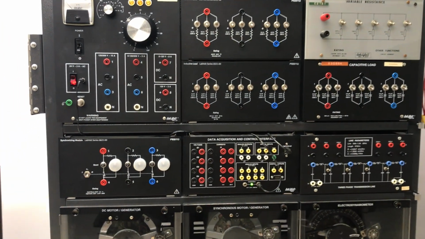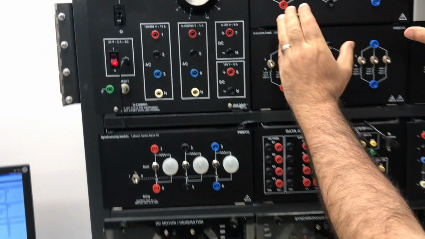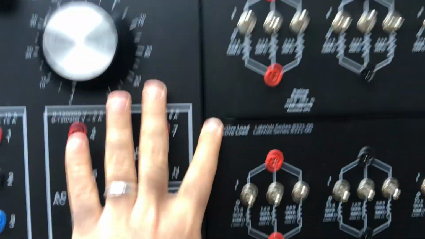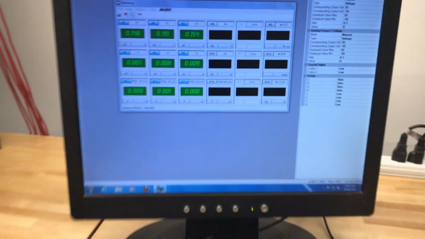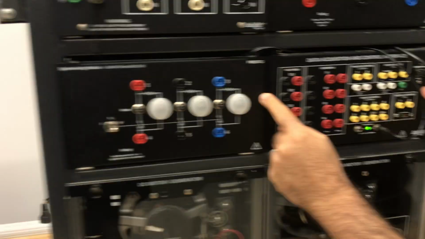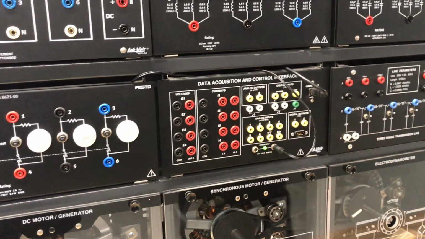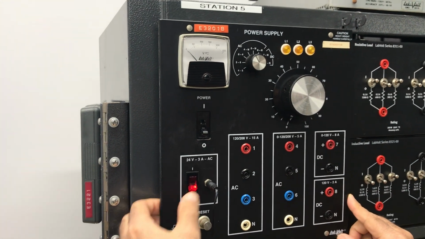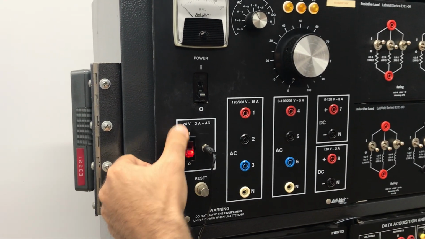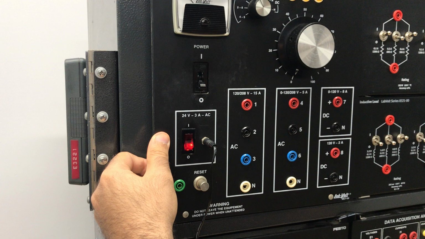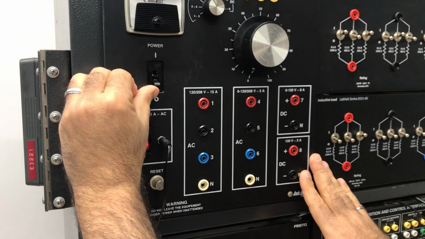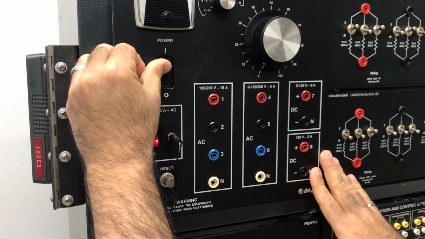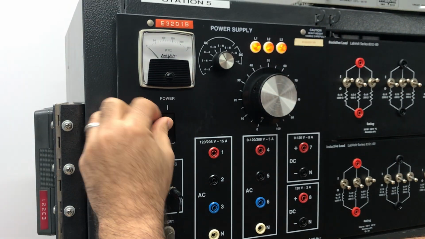What I would like to talk about today, I'd like you to know this load, this load, this load, this power supply, and this interface with the data acquisition system. Let us talk about them one by one. For the power supply, to use it, you have to turn it on, and then you have to move this switch to on. Right now it is on, I can use it.